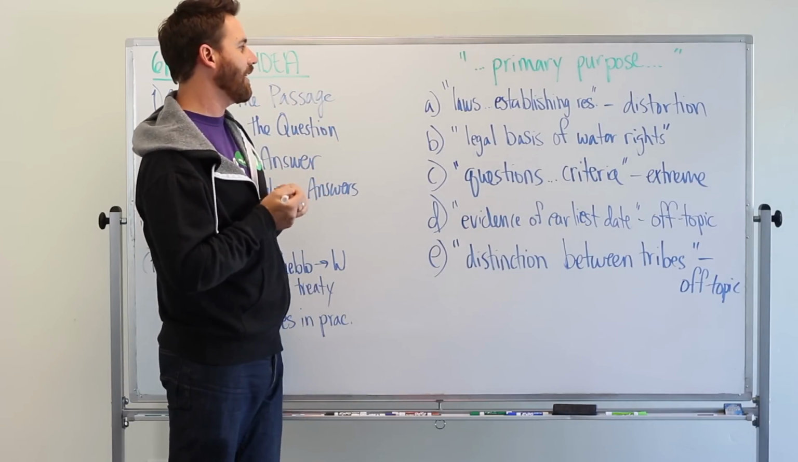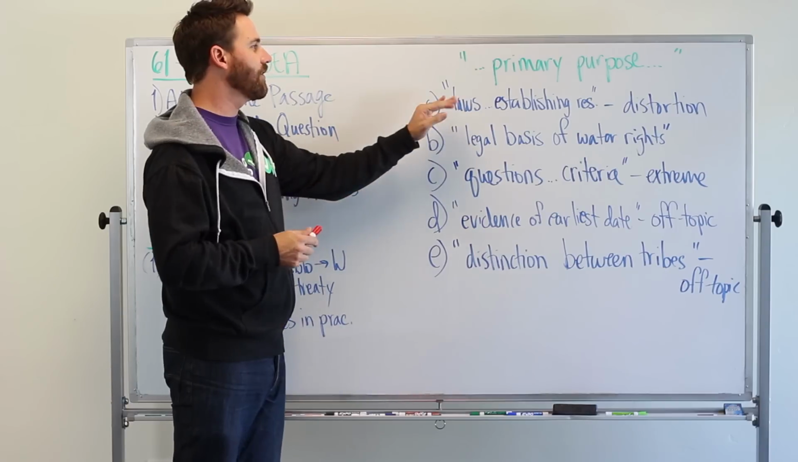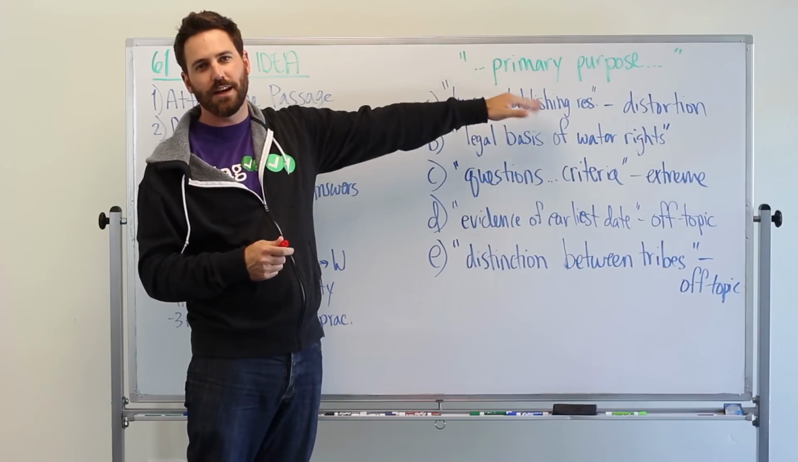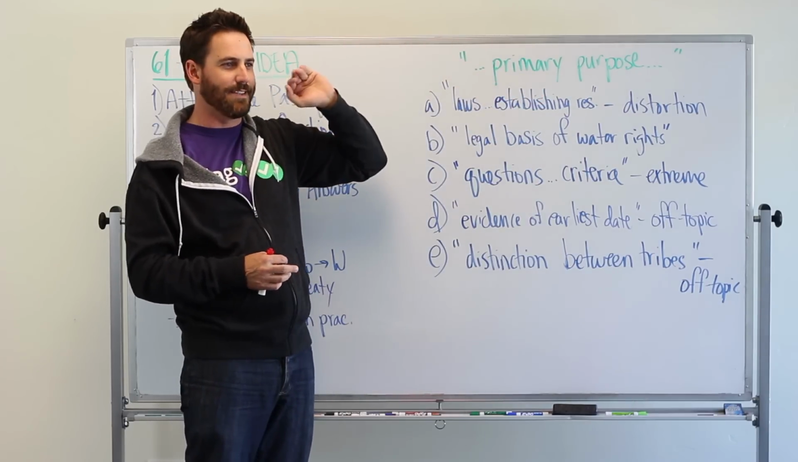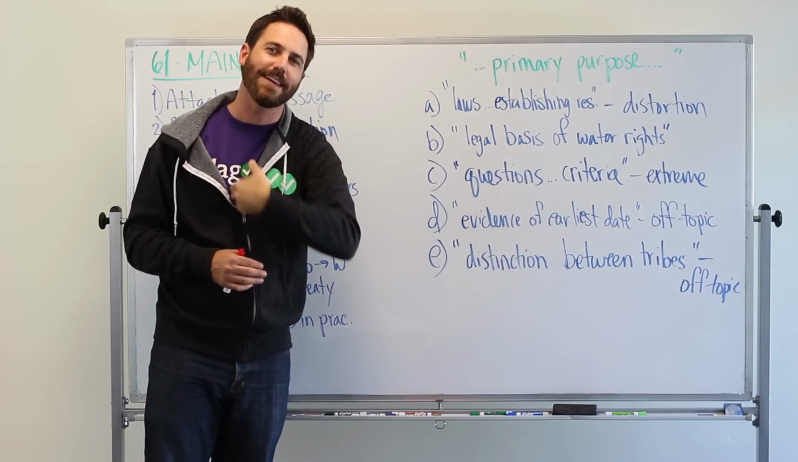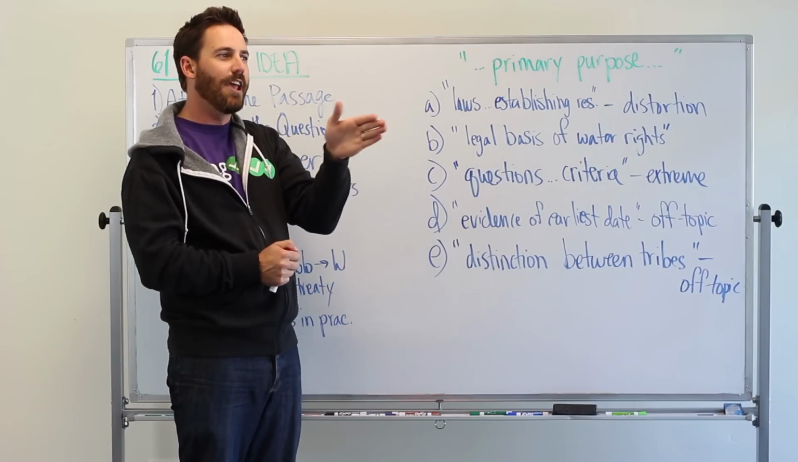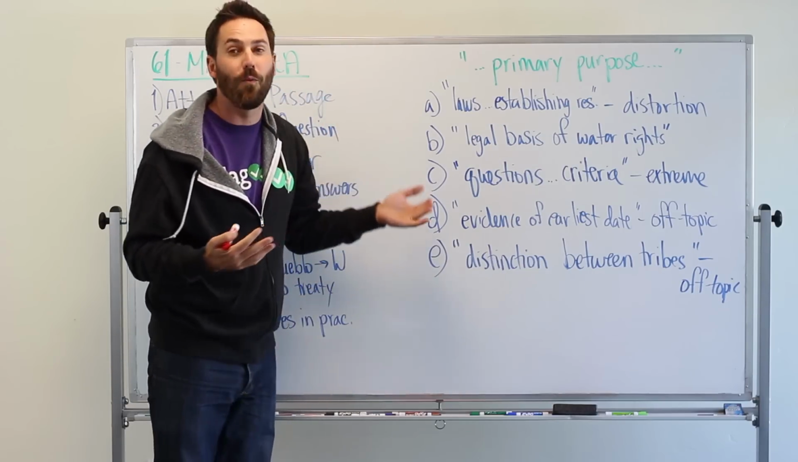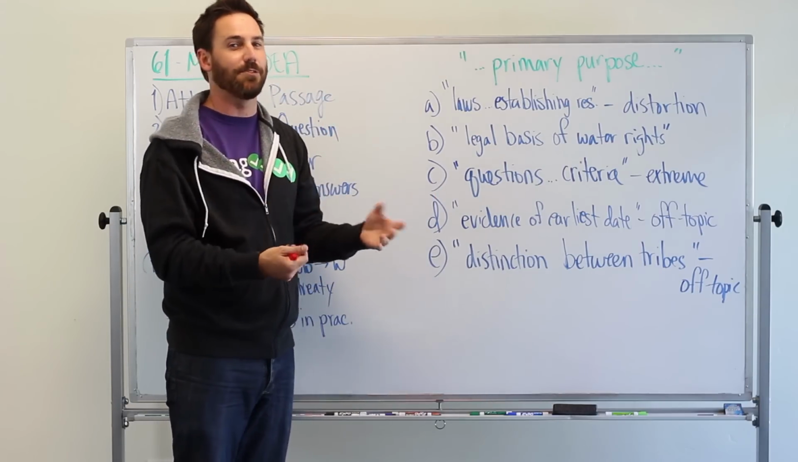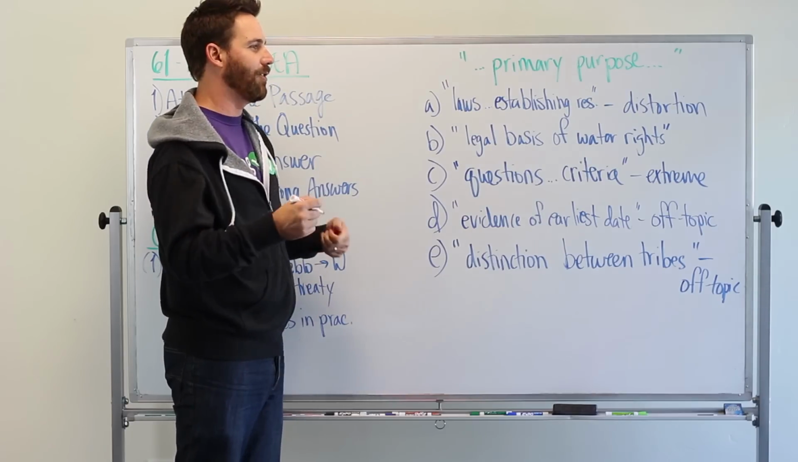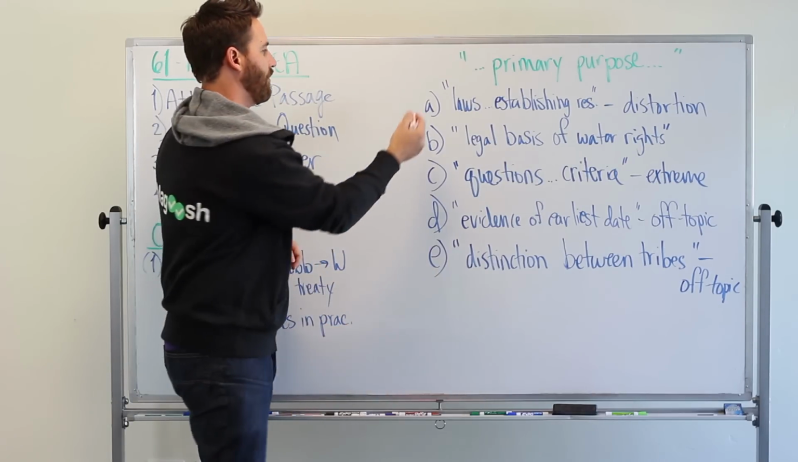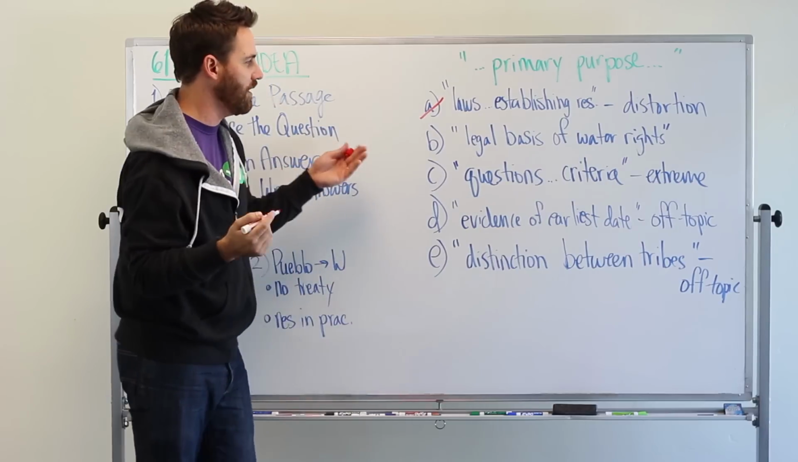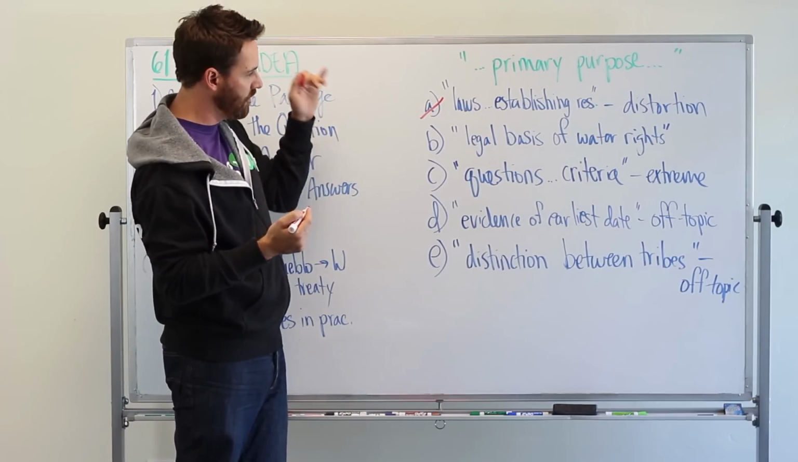Answer choice A is actually a distortion. It says that there's laws establishing Indian reservations. So this is one of those answer choices that is tempting if you don't read all the way to the end. It sort of sounds good, and then you get to the end and it doesn't say anything about water rights. It's just about establishing reservations. So they're looking to see if you're reading all of the answer choice, which you should be doing. But we're going to eliminate A because it's distorting what we saw in the passage.